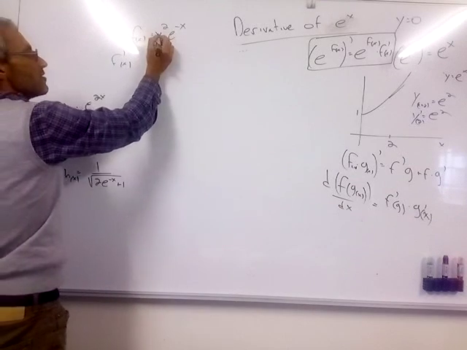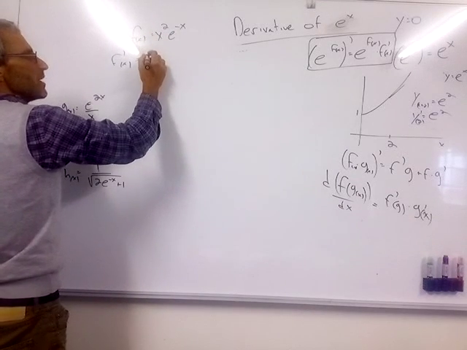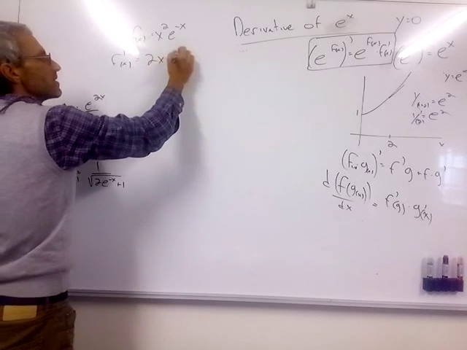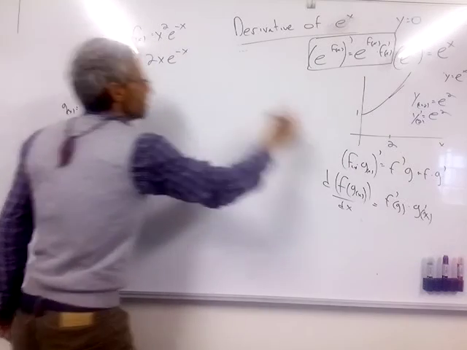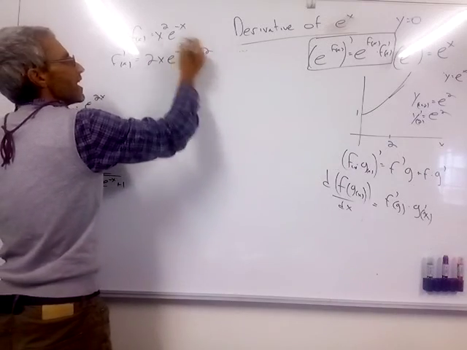So we're going to find the derivative of x squared. What is the derivative of x squared? 2x, times the second function, and then x squared times the derivative of that.